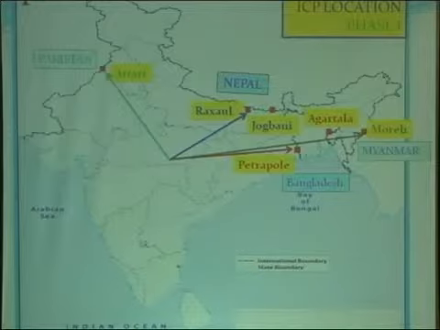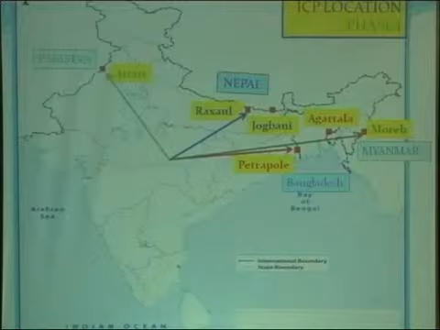I'm happy to state here that the seed for the integrated checkpost was laid by a very senior colleague who happens to be sitting right here. That is Ambassador Mr. Shyam Saran. It was in 2003 when he came up with this idea, as there was total lack of facilities on the Indian side of the 15,000 kilometers long border. And he mooted this concept that we should have the integrated checkpost.